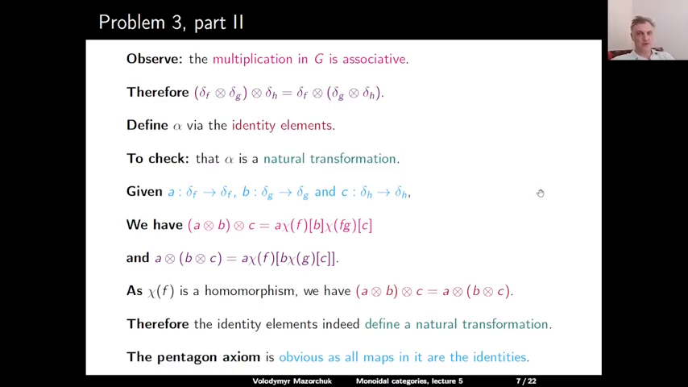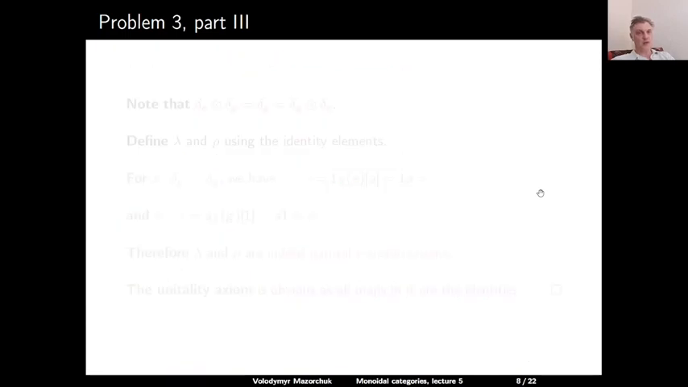Okay, so this is about the associators. Now about the unitors. Note that the tensor product of the identity element delta E with any delta G is strictly equal to delta G, regardless of the order in the tensor product. So this allows us to define lambda and rho using the identity elements. And now we need to check that lambda and rho are natural transformations.